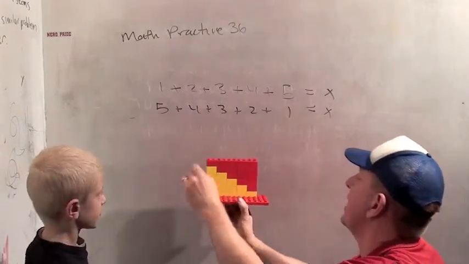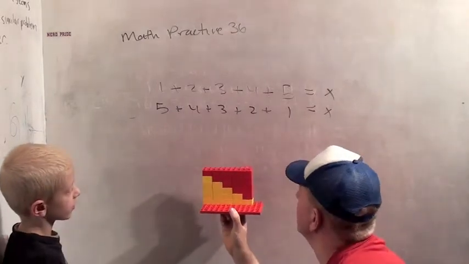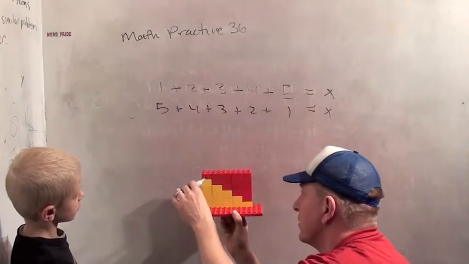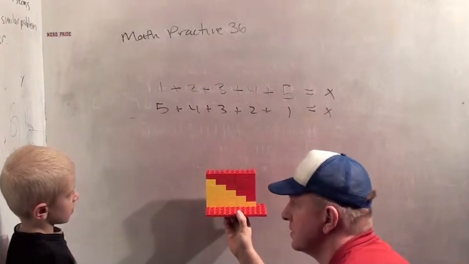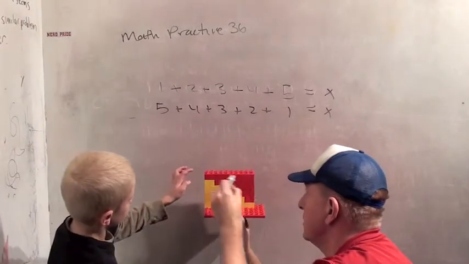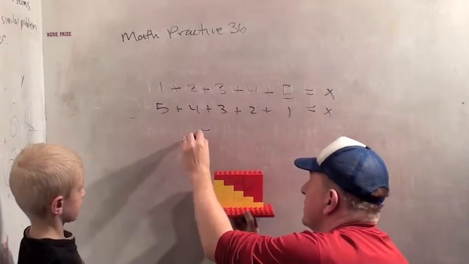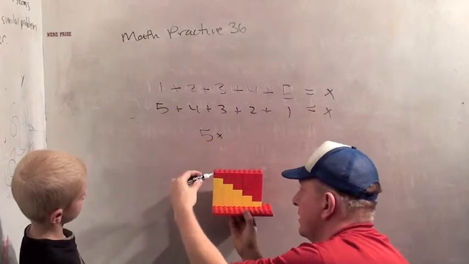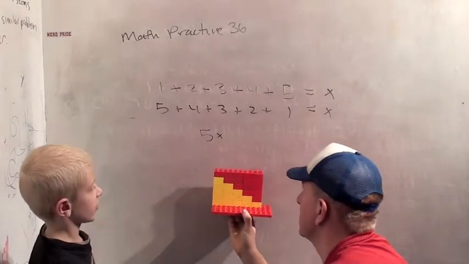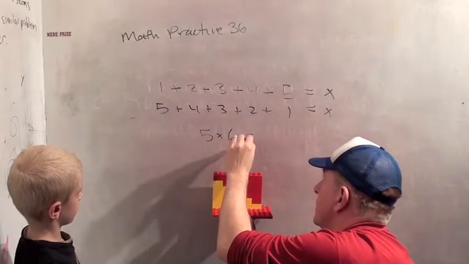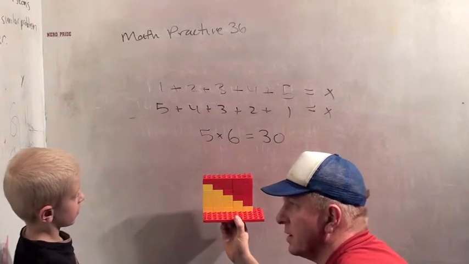Now what do I have? What shape do I have that I make out of the yellow and the red together? A rectangle. And how many Duplo blocks are in each row of the rectangle? 5. And how high is each rectangle? 6. So 5 times 6 equals 30, right?